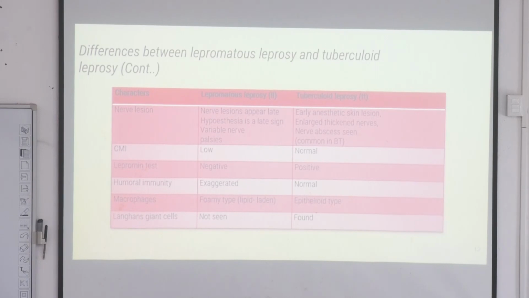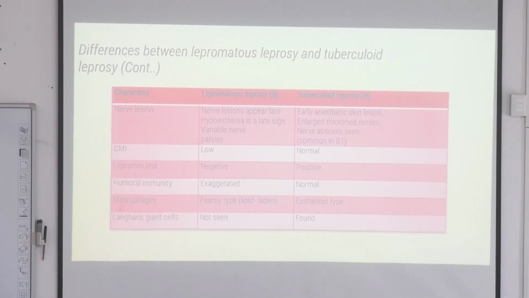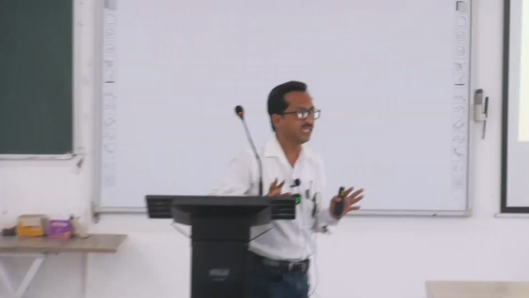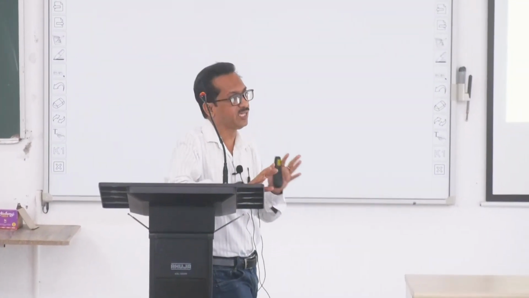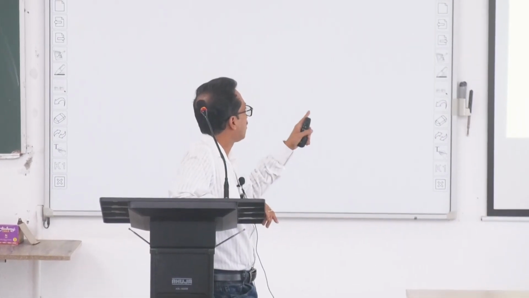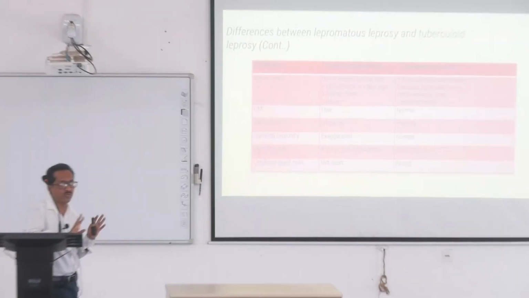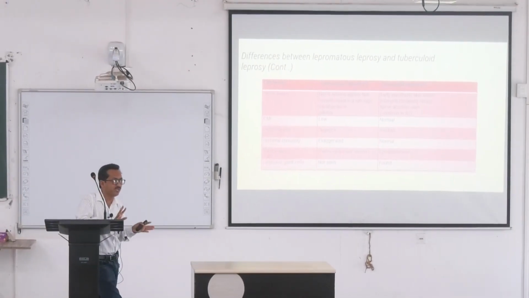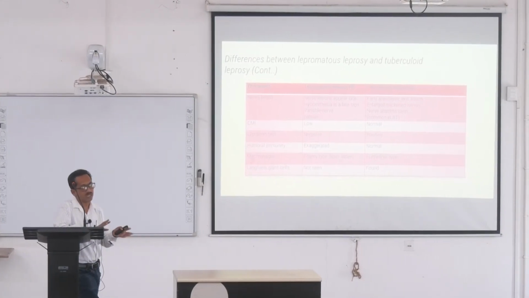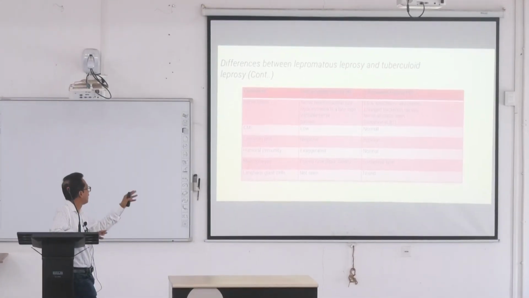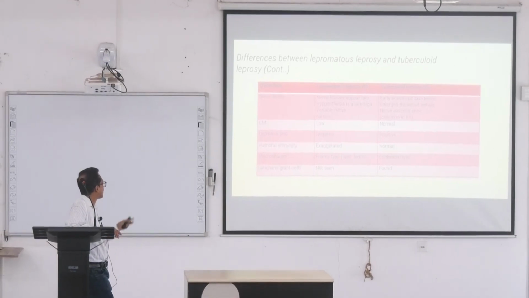CMI, cell-mediated immunity, is low in lepromatous type. Cell-mediated immunity is normal in tuberculoid type. So how do we test cell-mediated immunity? We test it by doing the lepromin test. The lepromin test is negative in lepromatous type, but it is positive in tuberculoid type.